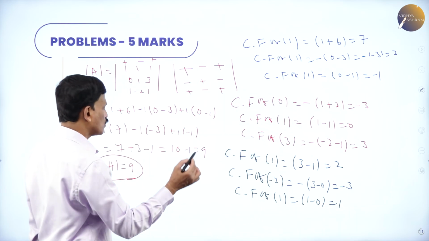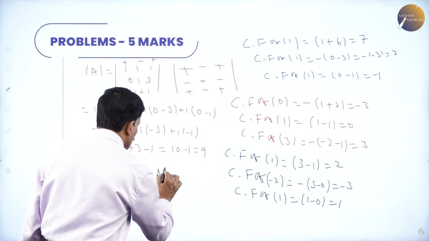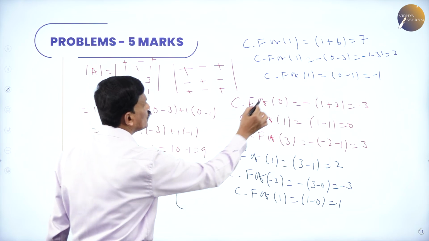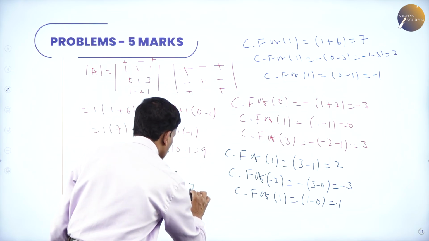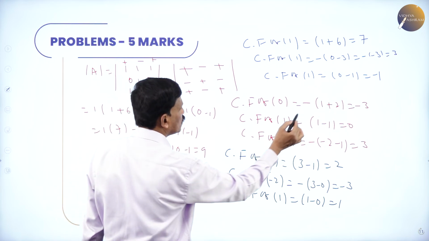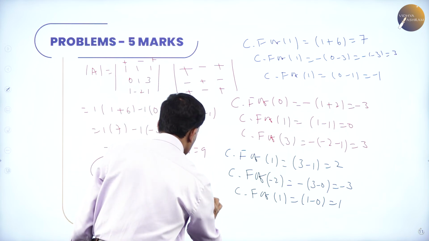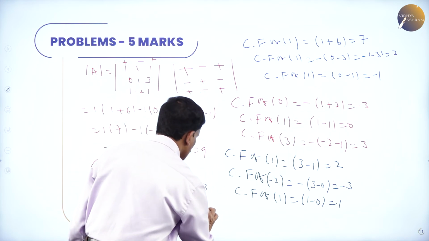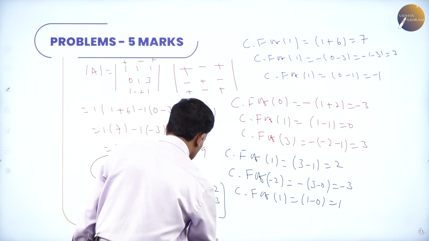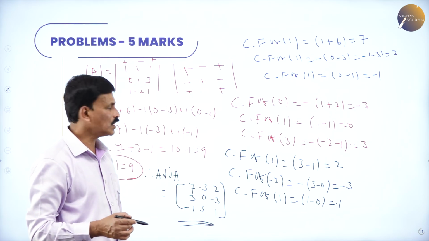Now, therefore, I will straight away write the adjoint of A. Adjoint of A, first column 7, 3 and minus 1. Second column minus 3, 0 and plus 3. And the third column 2, minus 3 and 1. This is the adjoint. Now let us come to the inverse.